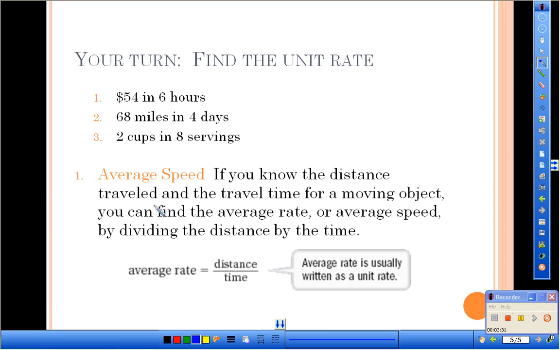Good job. Now check your work. For the first one, dollars comes first and hours comes second. So when we write our unit rate, we want to put dollars in the top of our ratio and hours on the bottom. You always want to write it in the order that it's written.